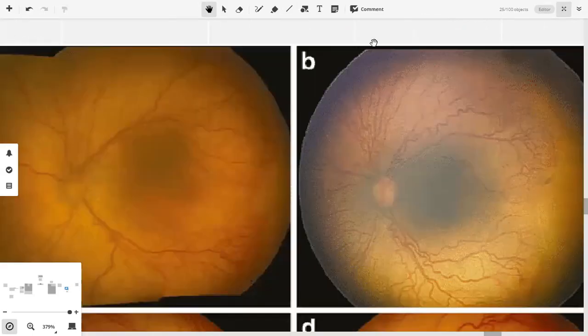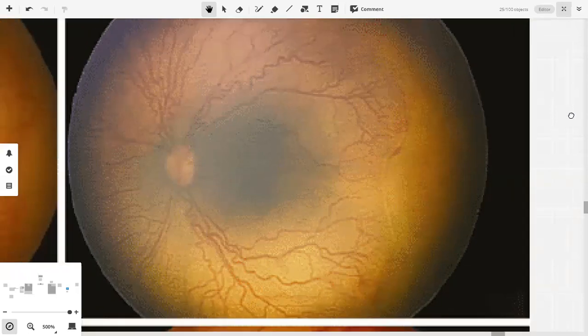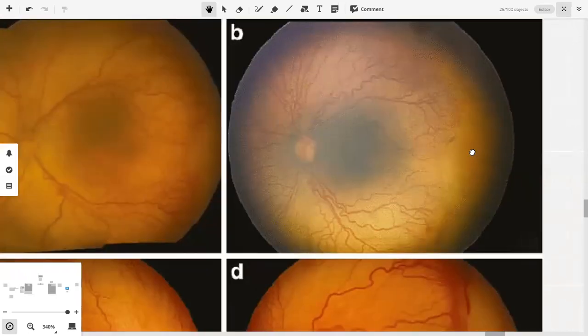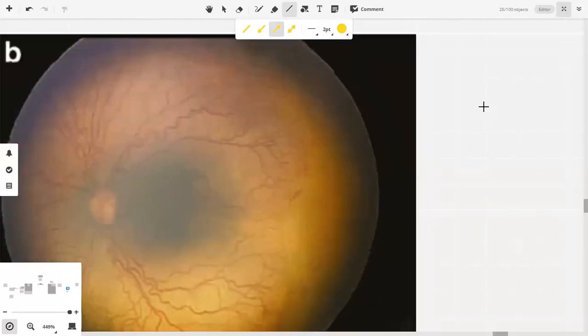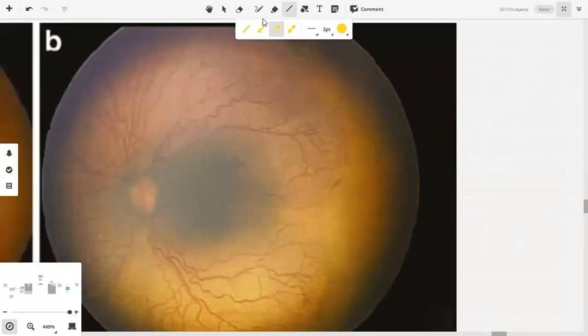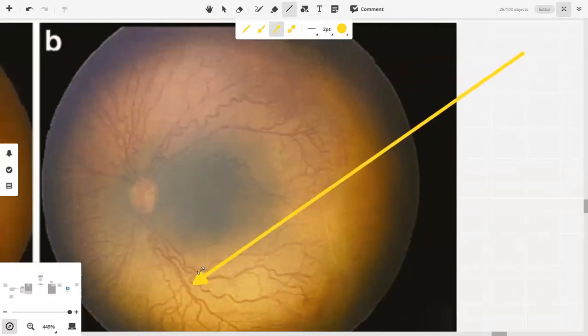Second picture over here. We see low resolution pictures because I cannot find any better. So what do we see in this picture? Tortuous vessels. That's good. We are seeing tortuous vessels, going around in loops.